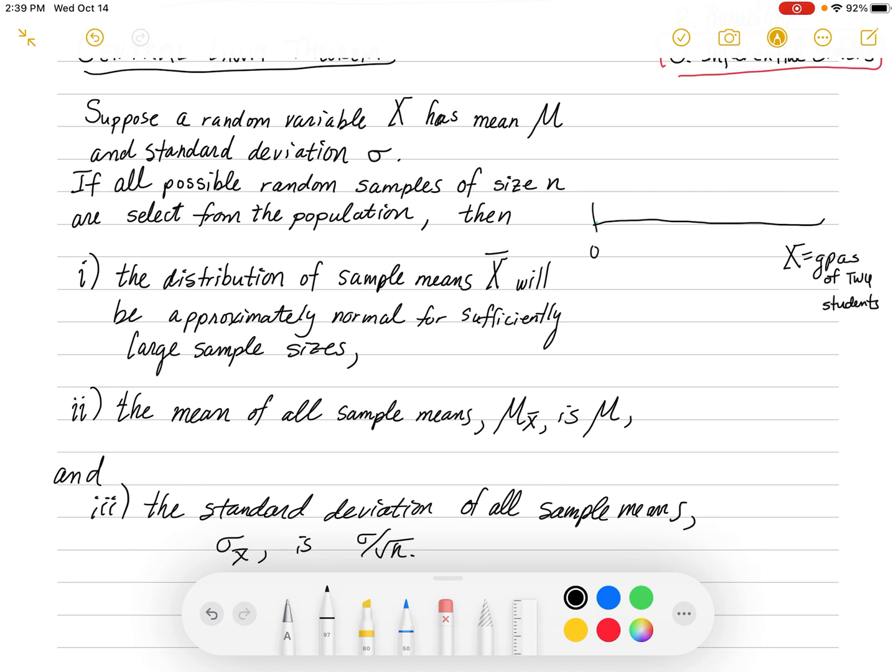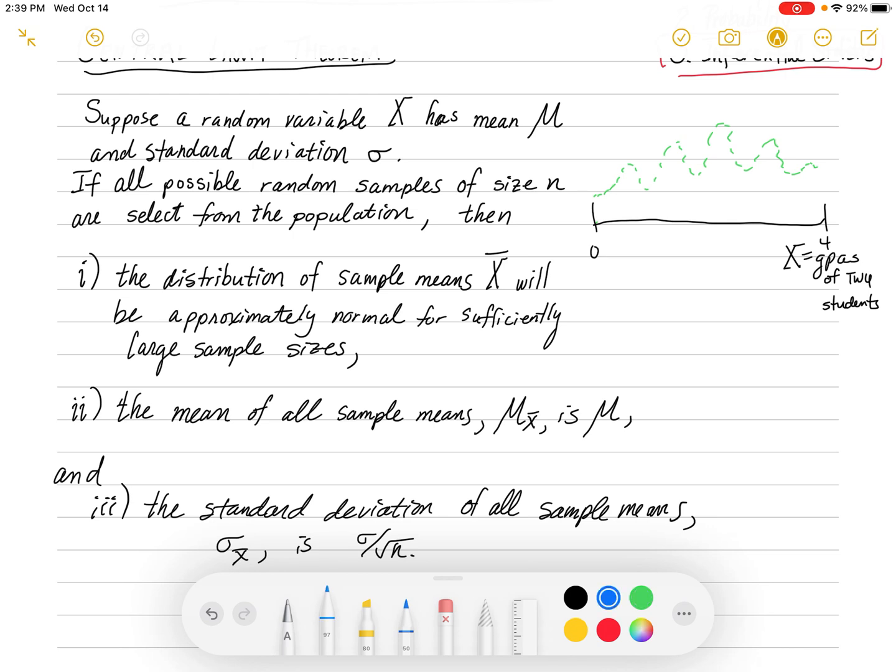So we know GPAs go from 0 to 4.0, right? 0 to 4. And who knows how that's distributed? So I'm going to put anything in green I don't know. So maybe this is the distribution. But this is not necessarily a normal distribution, the original distribution. So this is the distribution of x.